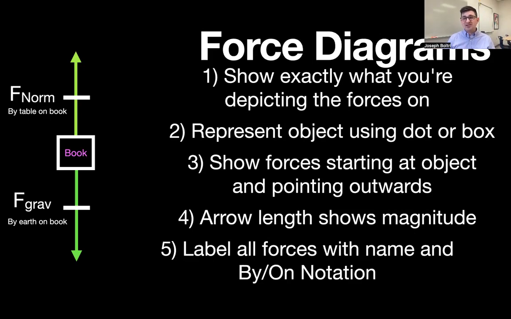Rule number 5 is the last rule in our basics building block set: the last thing we need to do is label our forces. We need to label each with its name and something called a by-on notation. For example, I've labeled force gravity, which is by the Earth on the book, because the center of the planet is pulling down on all of the things on the surface of the planet. So it's pulling down, which is why it's by Earth on book. And the force normal tells us that, by table on book, the table is pushing back up on the book to counteract the force of gravity and make sure that the forces stay balanced.